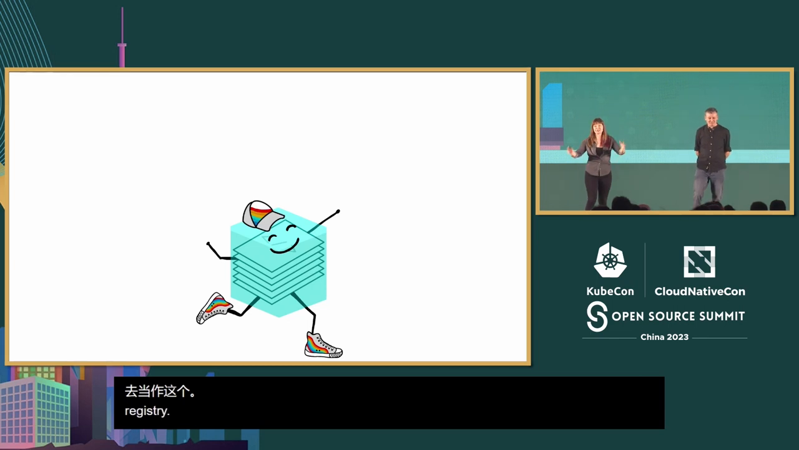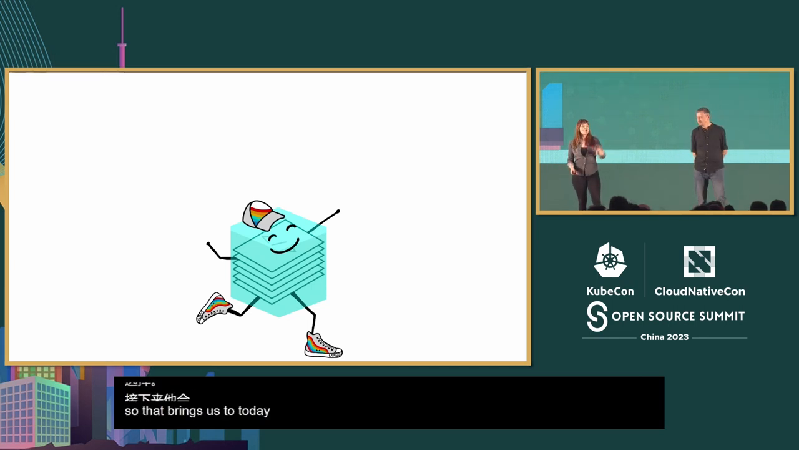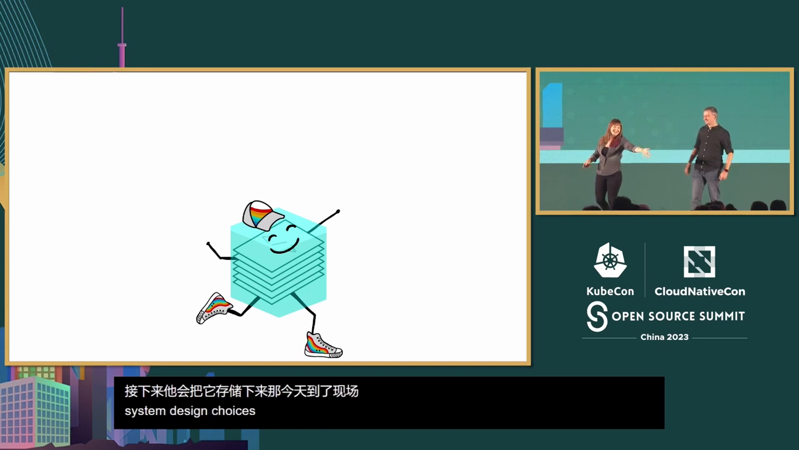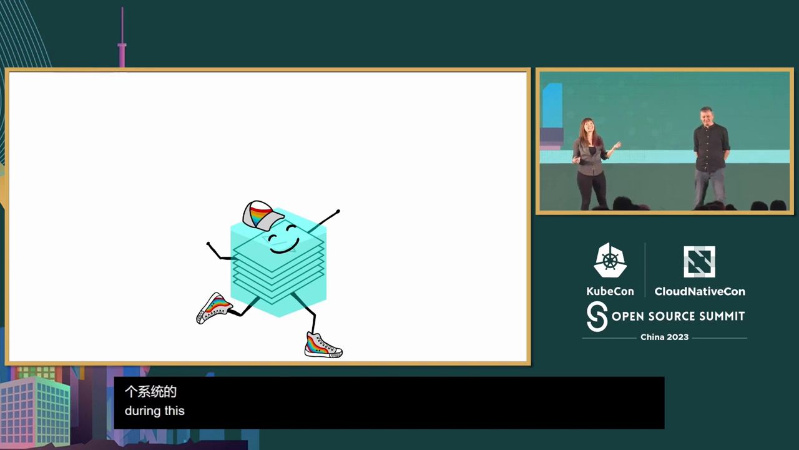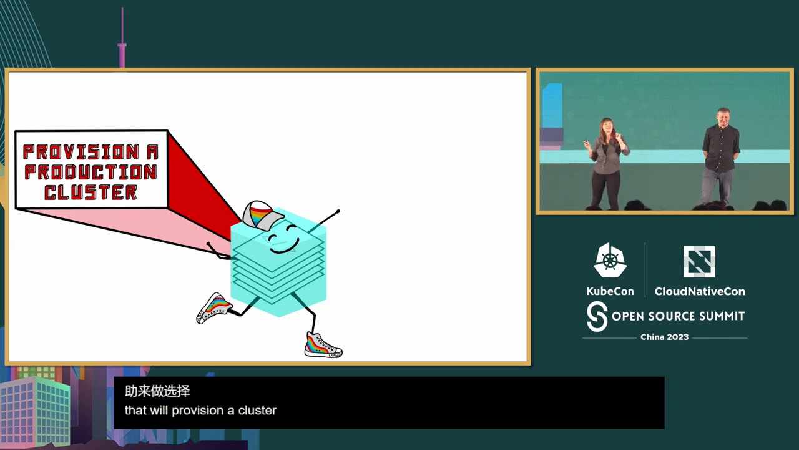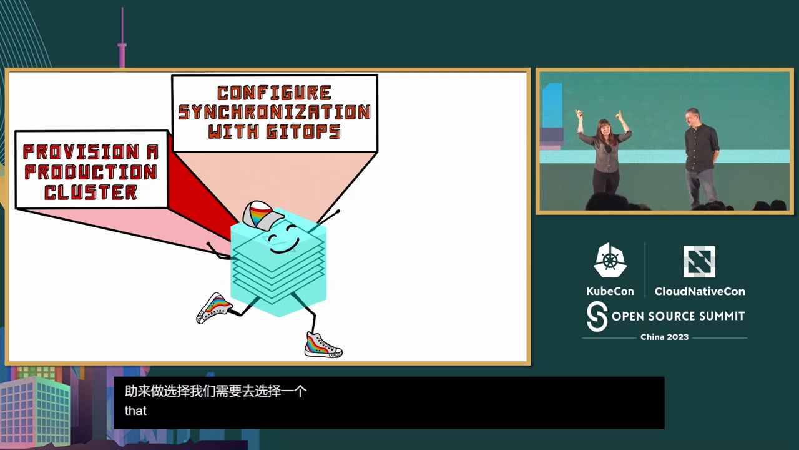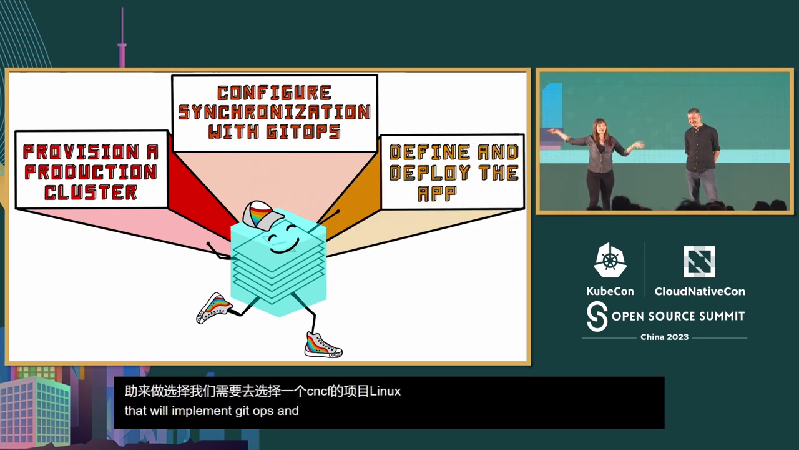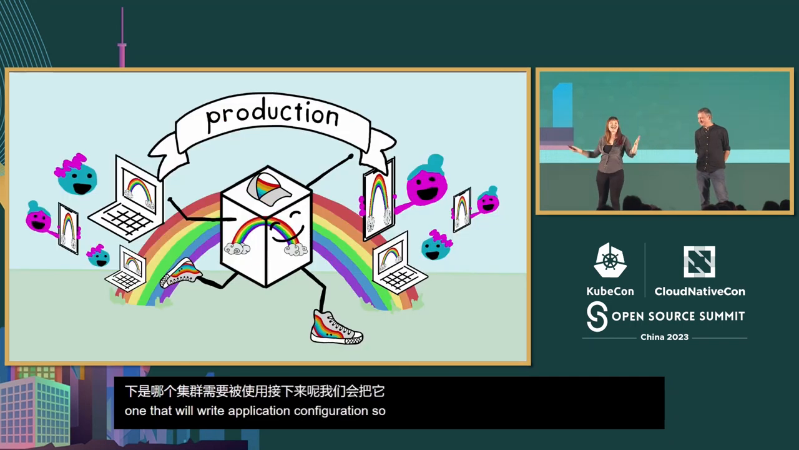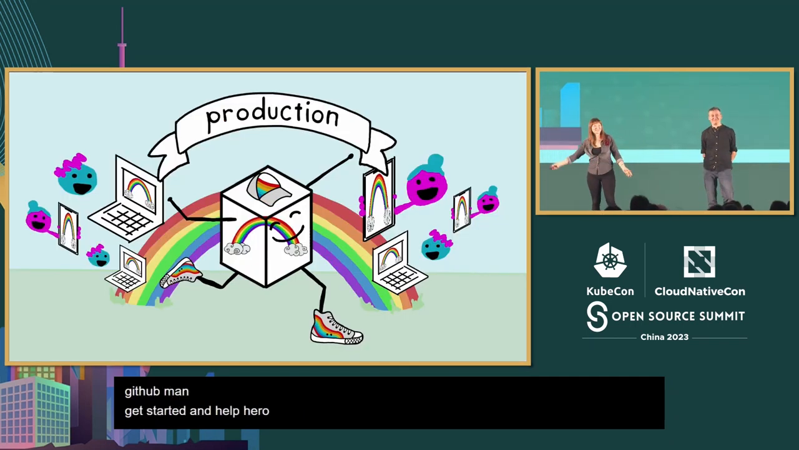So that brings us to today. Right now, we have three system design choices that we're going to make during this presentation, and we need the community's help. We need to choose a CNCF project that will provision a cluster. We need to choose one that will implement GitOps. And we need to choose one that will write application configuration. So let's get started and help Hero live their dream.